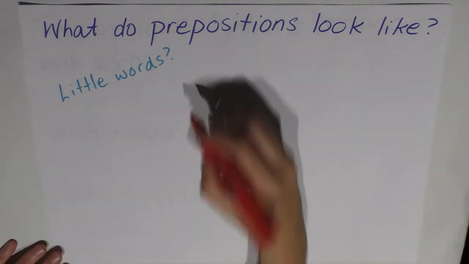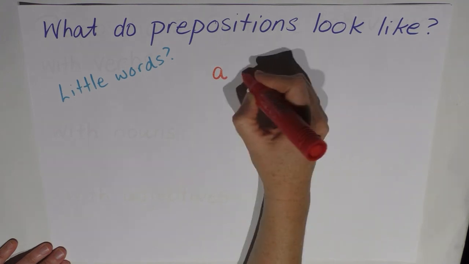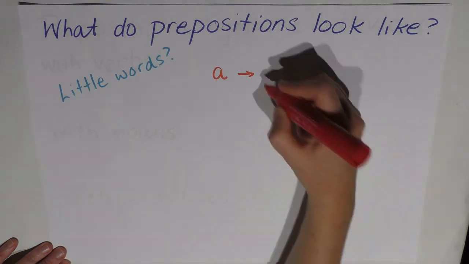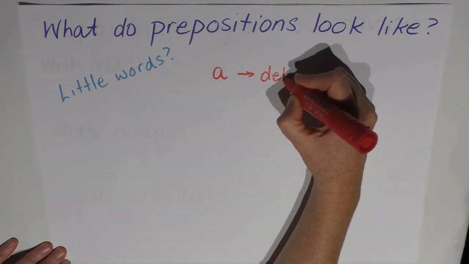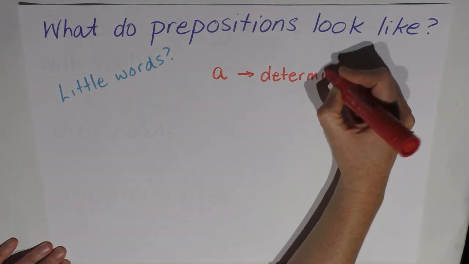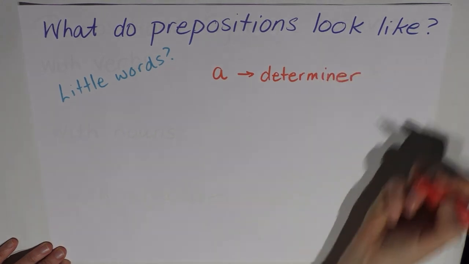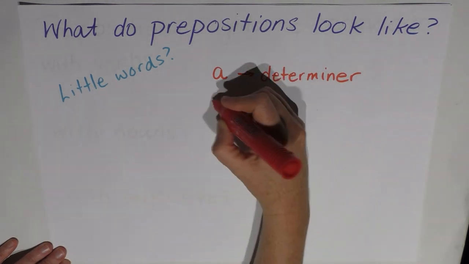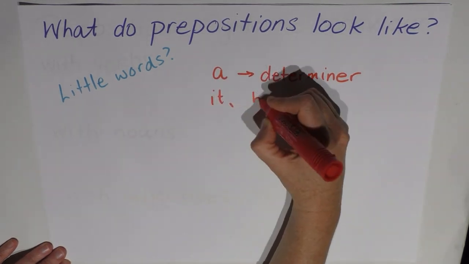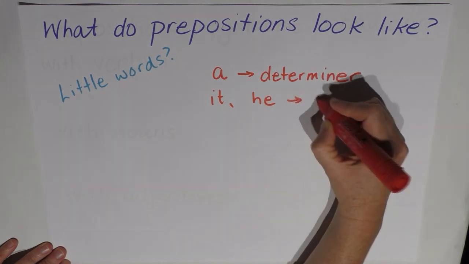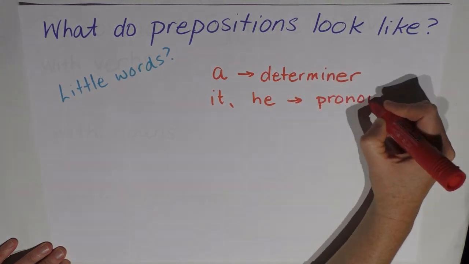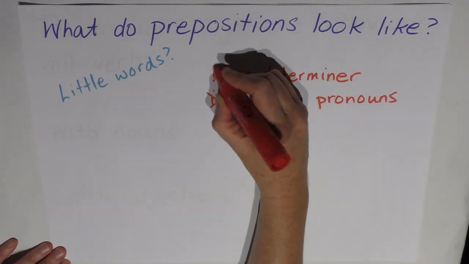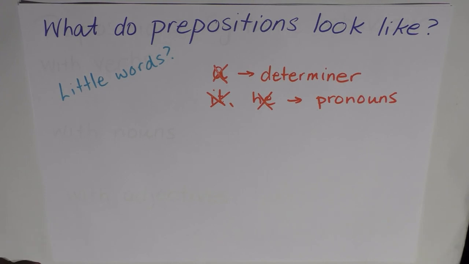How about the word are? Are, as we learnt earlier, or are we still to learn it, is a determiner. It comes before the noun. Oh yes, we've learnt it. Okay, so this is not a preposition, but it is a small word. We've also got it or he. These are small words too, but they're not prepositions. They're pronouns. So, to say that prepositions are little words can be confusing because not all little words are prepositions.